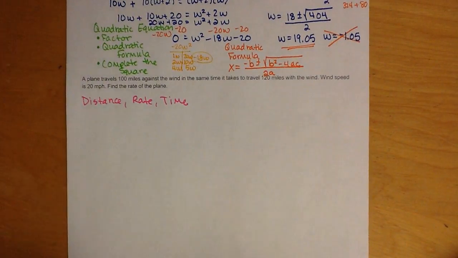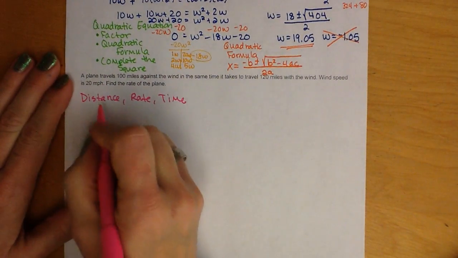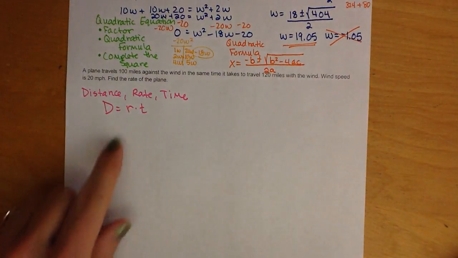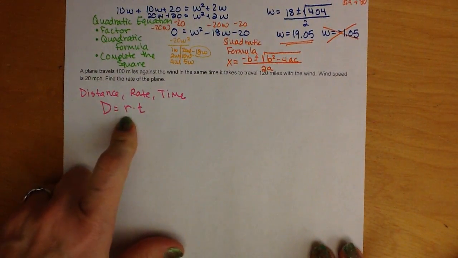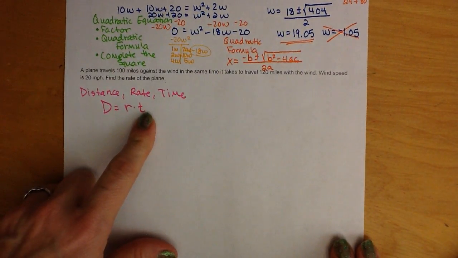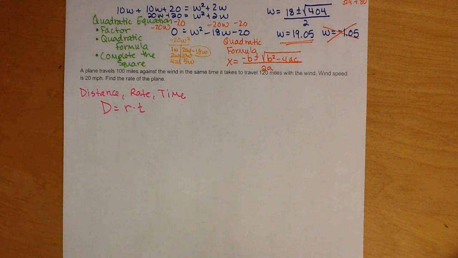The general formula for distance, rate, and time, I remember it by dirt. It's distance equals rate times time. And that's like if you're driving, you know, your rate might be 60 miles per hour. If you drive 2 hours at 60 miles per hour, your distance would be 120 miles.